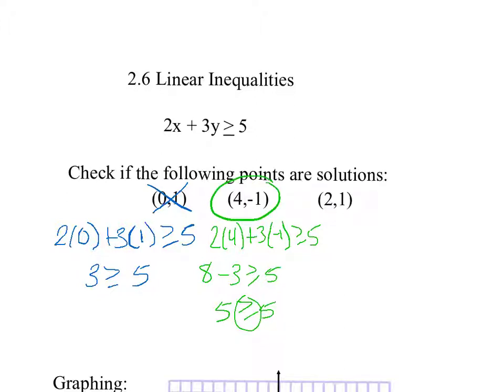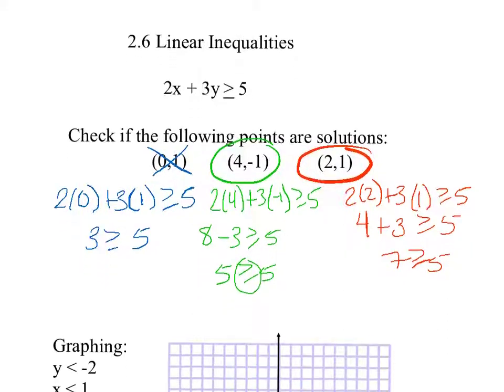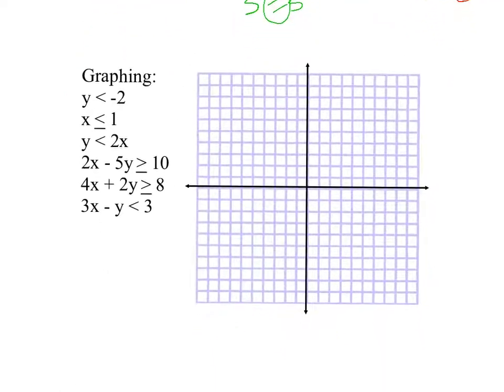And then we'll move to (2, 1). I plug in 2, and then I plug in 1. 2 times 2 is 4, plus 3 times 1 is 3, greater than or equal to 5. 7 is greater than or equal to 5. 7 is greater than 5, so (2, 1) is also a solution. So if you're asked to check if you have solutions, you should just plug them in and see if you get a true statement. Now let's talk about graphing.